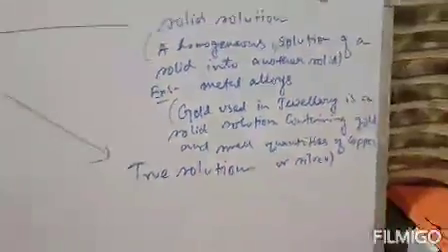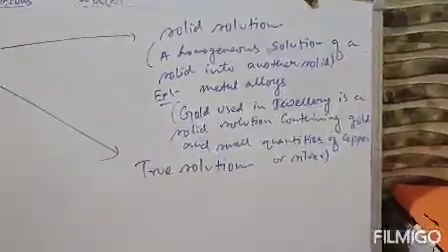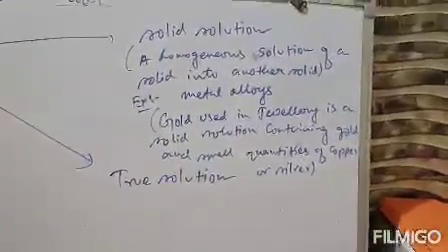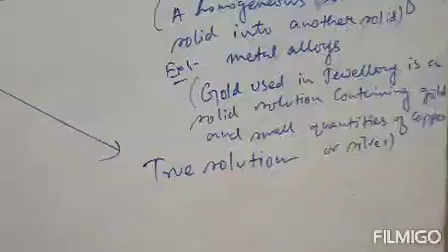Clear? So it is a solid solution. Gold, where it is used in a solid solution, contains gold and small quantities of copper and silver. So it is a solid solution. Next, number 2, true solution.